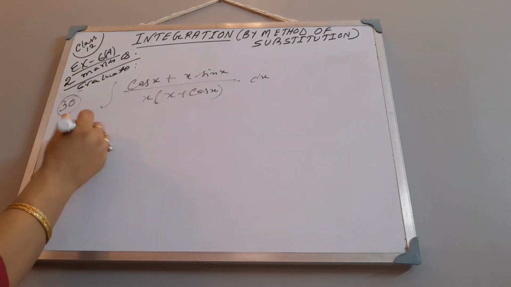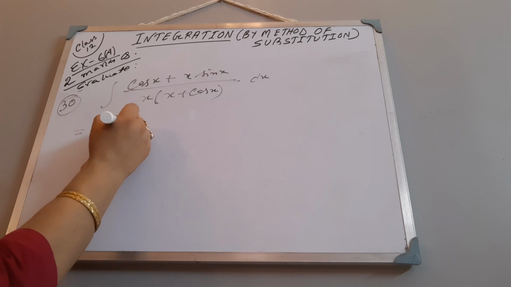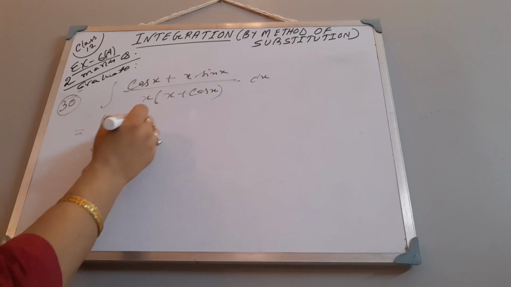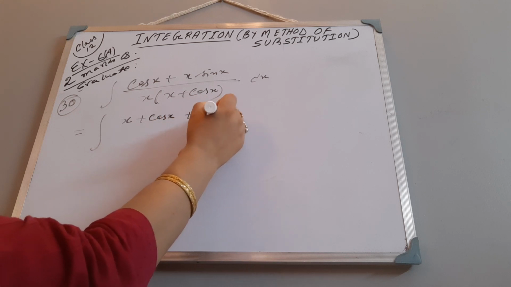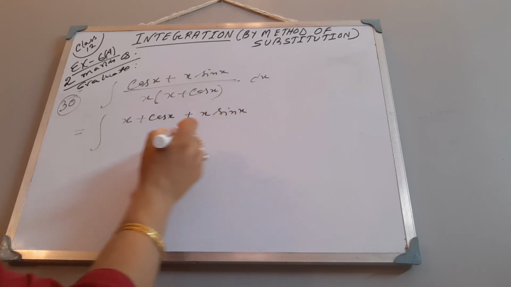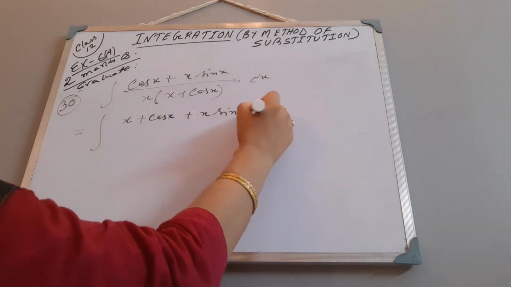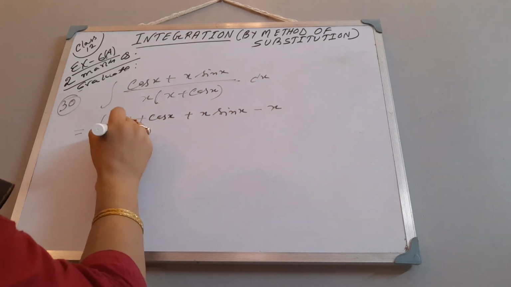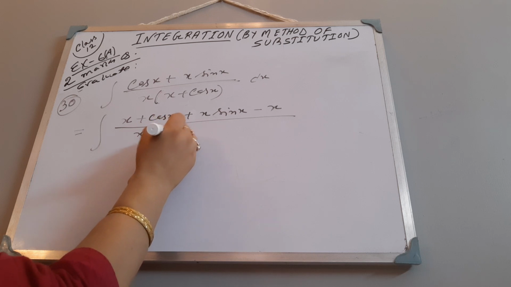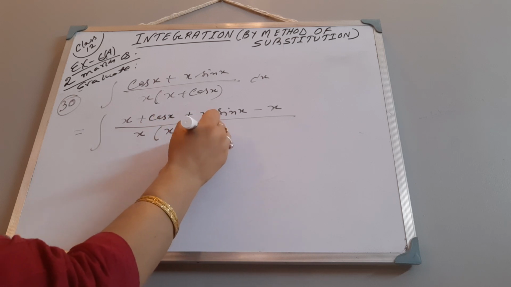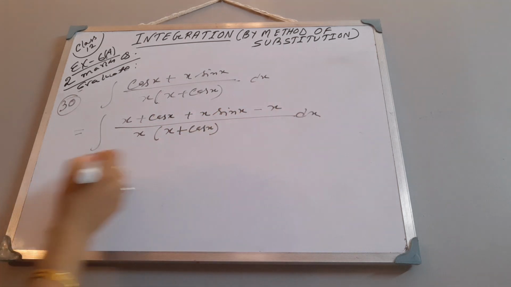Do one thing. Integral, introduce x here. So plus x plus cos x, plus x sin x. X is introduced. Now subtract minus x. Then the value won't be changed. Only the formation changed. X plus cos x dx is there.